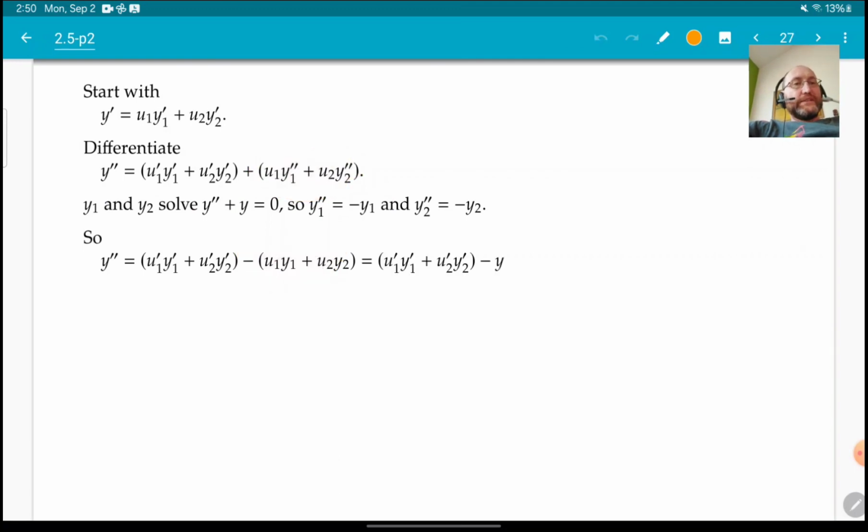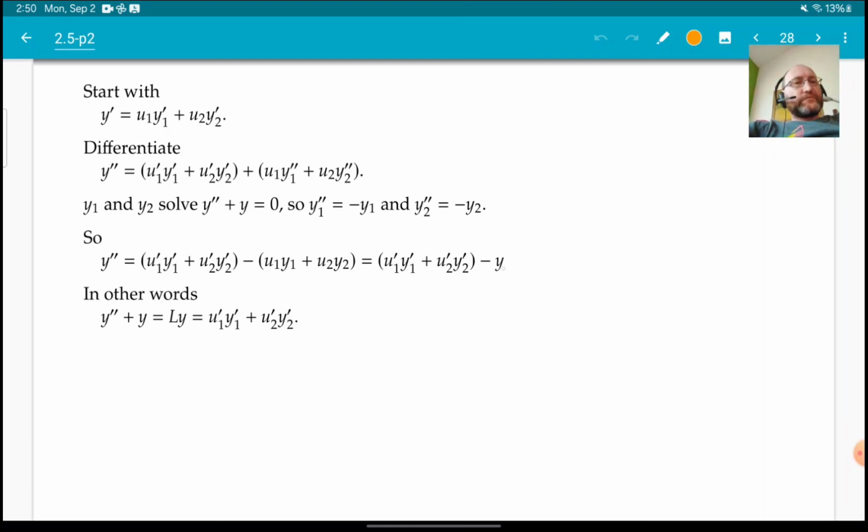Well, that's just y. That's what y is. So what we get is y double prime is this thing minus y, and now we can move that to the other side. You can see how that would work for a more complicated L. You can try that for a slightly more complicated L, maybe make it y double prime plus 2y prime plus 3y or something. Do that, and you'll see it works the same.